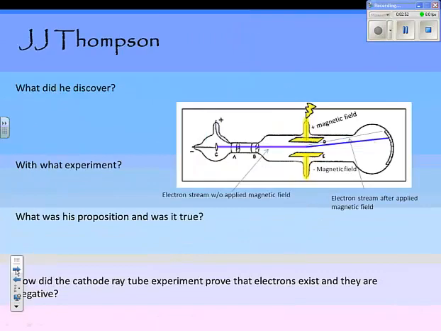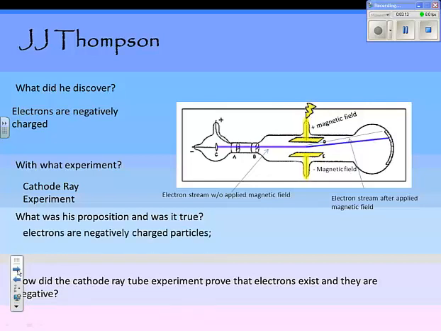Okay, the next guy, J.J. Thompson. What did he discover? He discovered that electrons are negatively charged. He did that with the cathode ray experiment. And this little thing flickering over here is a cathode ray, and I'm going to talk about that in just a bit. But what was his proposition, and was it true? His proposition was that electrons are negatively charged. It was true, and here's the actual proposition.